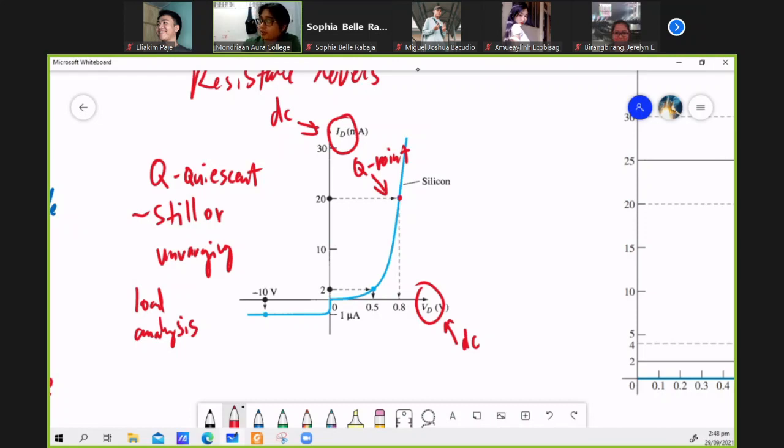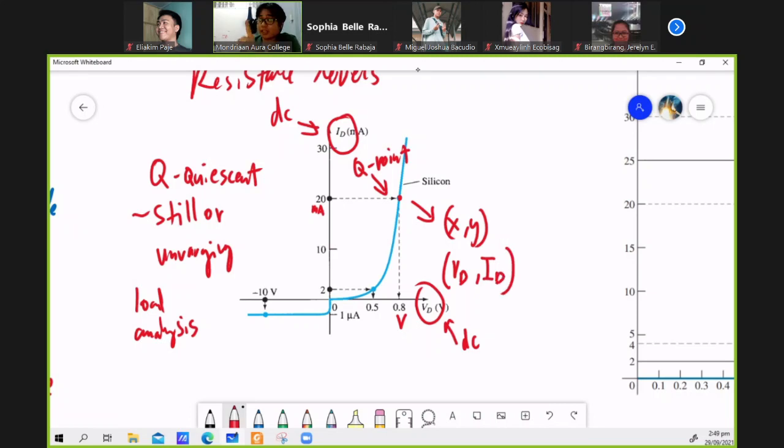So, we're going to project it to the left. Tapos, nung pinoject natin siya to the left, nalaman natin na ang corresponding na kuryente niya is 20 milliamperes. Pinoject natin pababa, okay? Nalaman natin na ang corresponding na voltahe niya ay 0.8 volts. So, ibig sabihin, yung point na yon, merong combination ng X and Y values. Ano yung X value natin? The X value indicates your diode voltage and the Y value indicates your diode current.